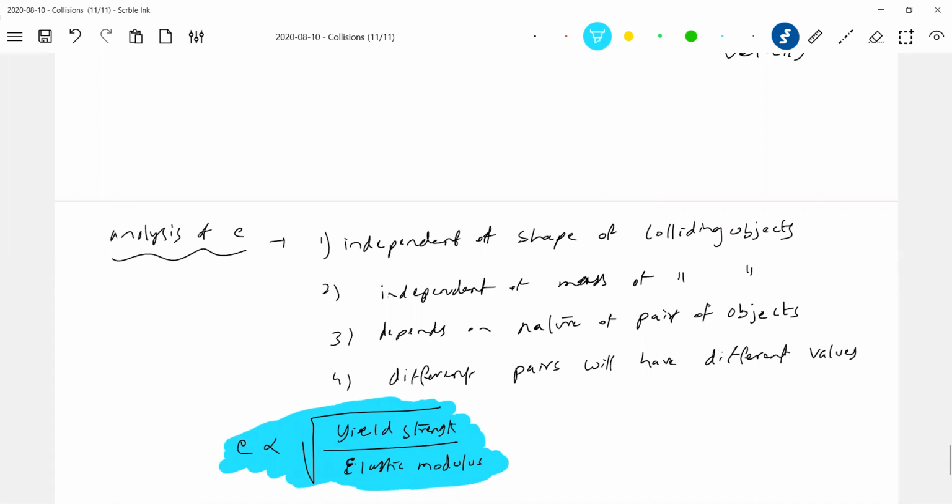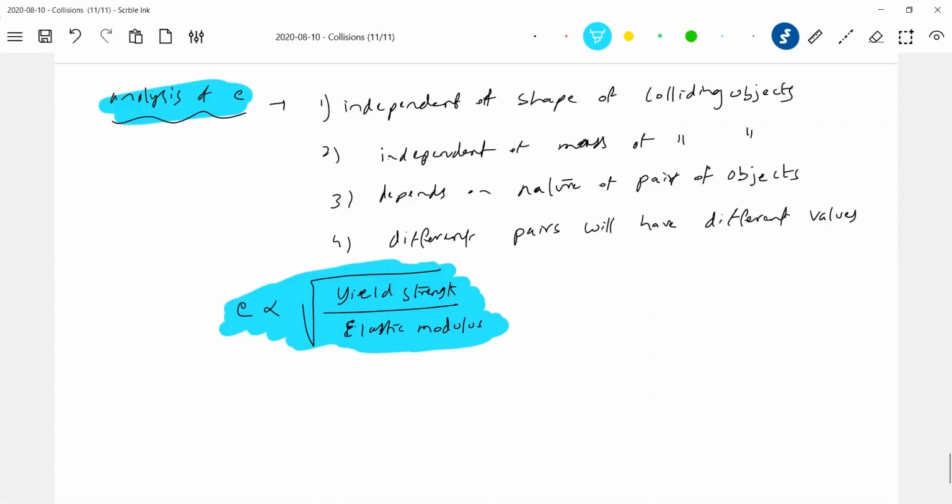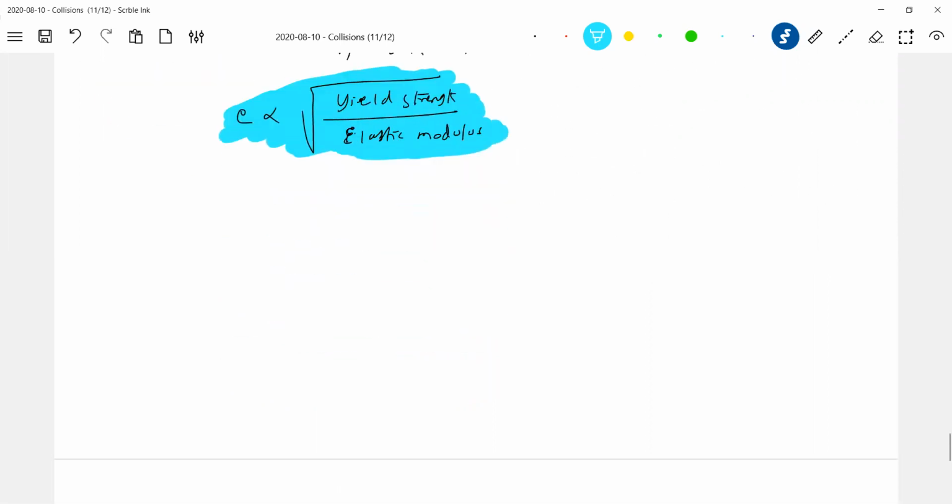The e is directly proportional to the square root of yield strength by elastic modulus here. Okay, this is a basic idea of the coefficient of restitution. So it should be different for different pairs of objects here.